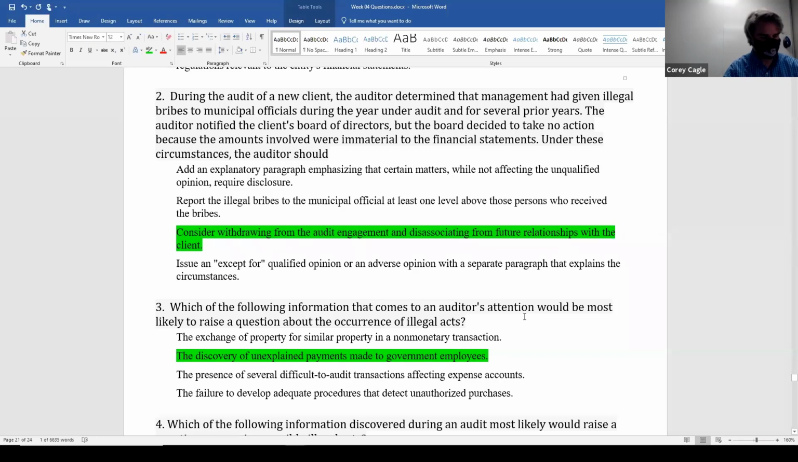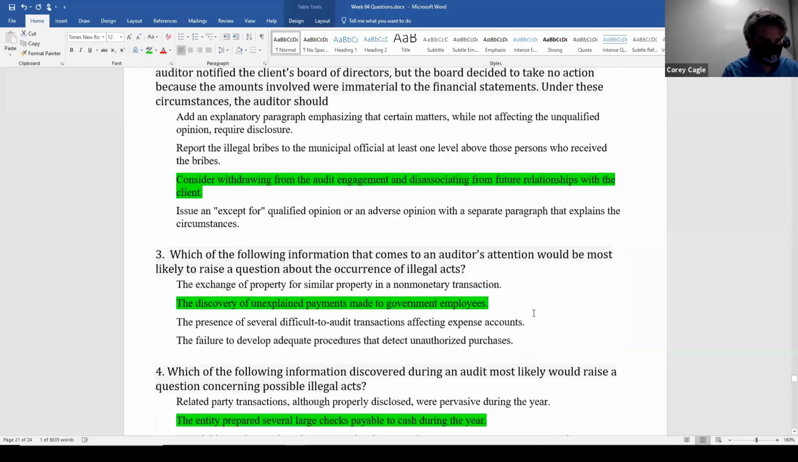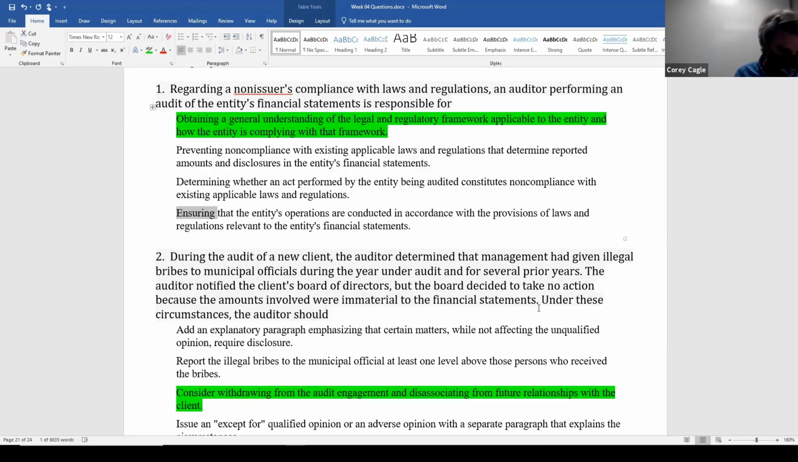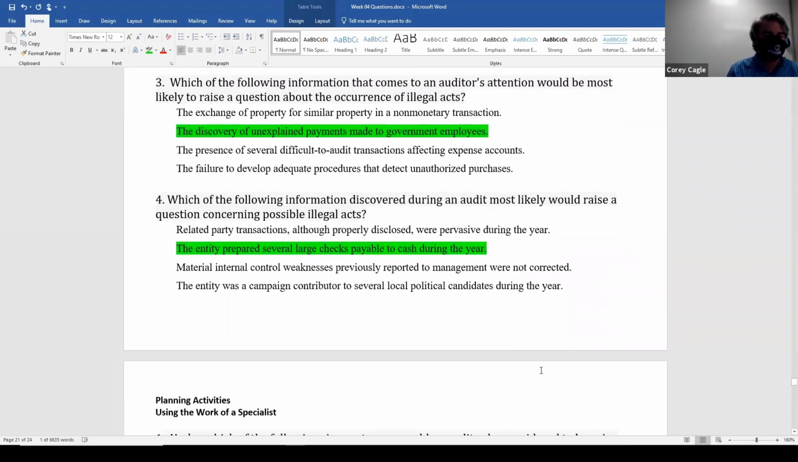All right, that's good enough. Those are obvious ones, I think. All right. Hey, look at 4 though. Four is a little hard to deal with.